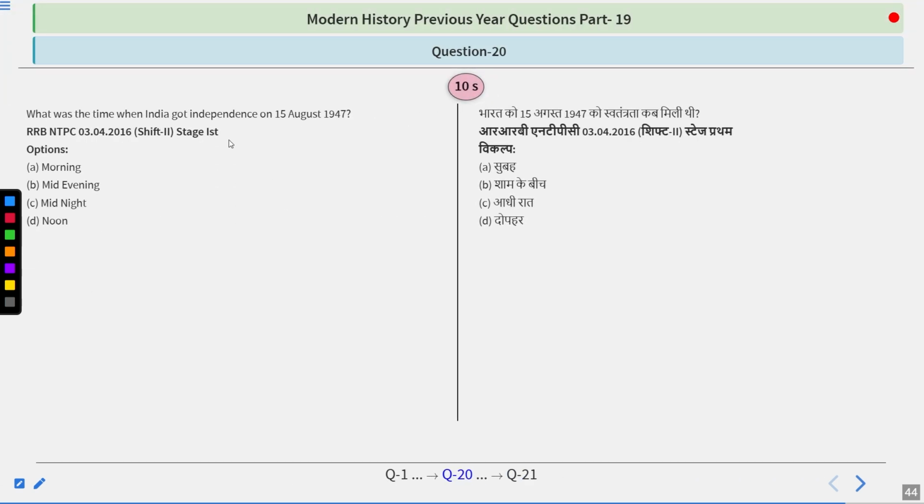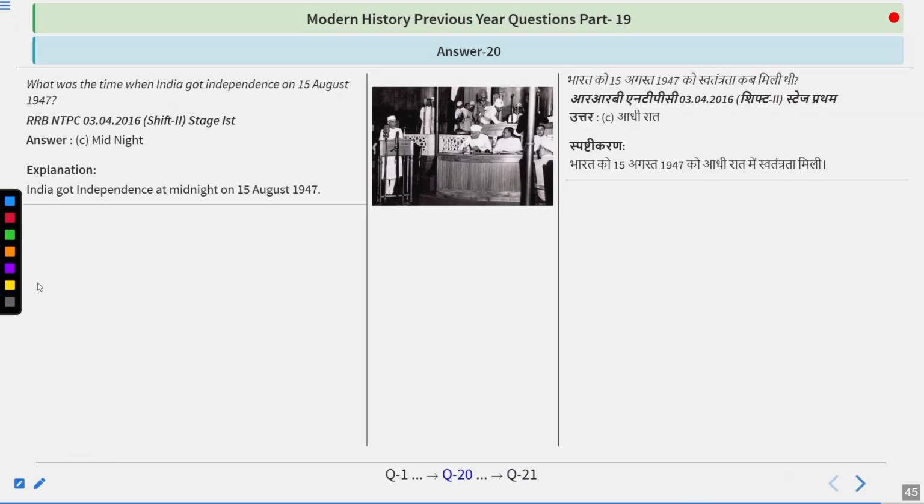What was the time when India got independence on 15th August 1947? Options are morning, mid-evening, midnight, or noon. Try to think about it. And I guess the answer you are looking for is quite right, because the answer is midnight. India got independence at midnight on 15th August 1947.